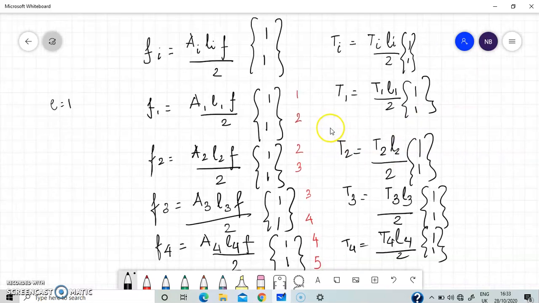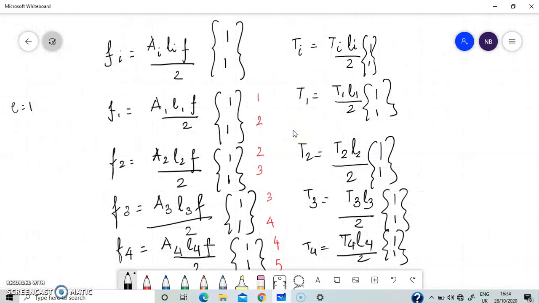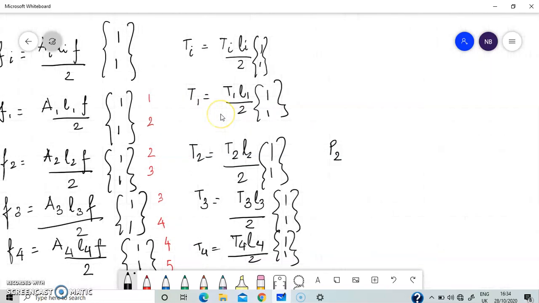Okay, so we have body force, we have traction force, and finally we have another point force which is applied only at node 2, which is P2. To find out the global load vector, capital F will be, since there are 5 nodes, a column vector of size 5 by 1.